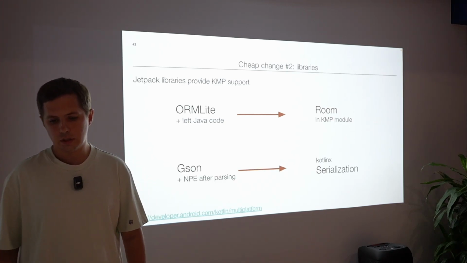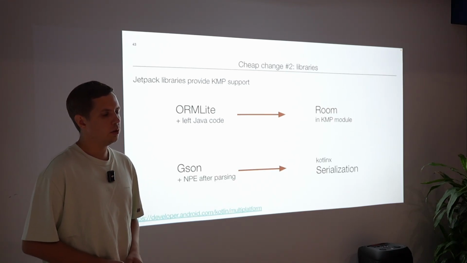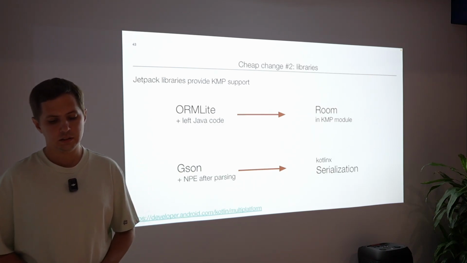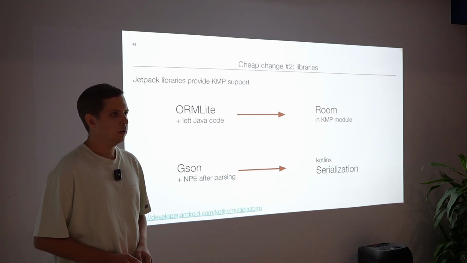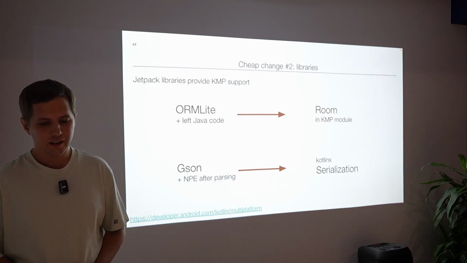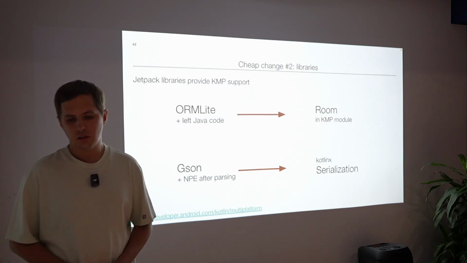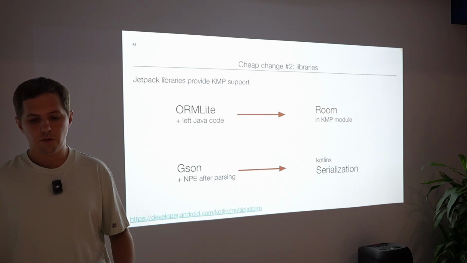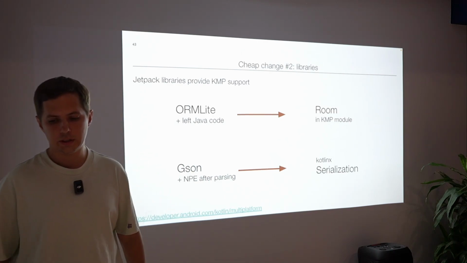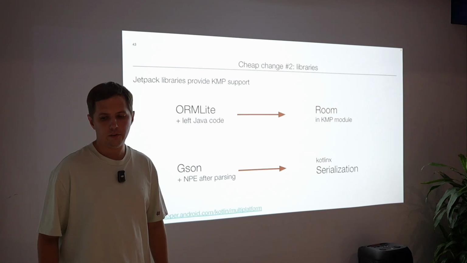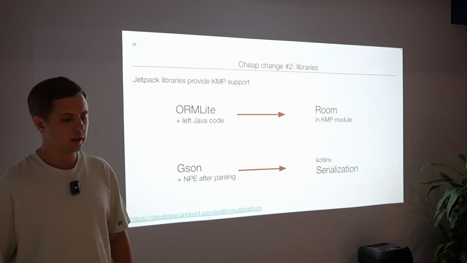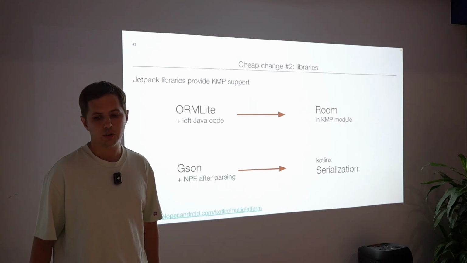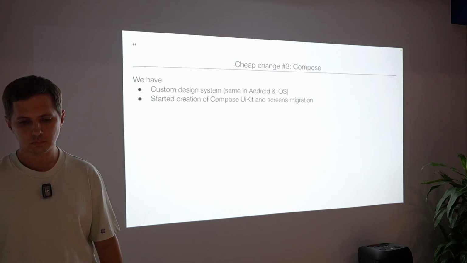Another example is Gson, a library for parsing JSONs. It is also Java-based and uses Java reflection, and that's why it doesn't know anything about nullability of Kotlin. So we had surprises after parsing, when Gson could parse null values into non-nullable fields and blow up somewhere in runtime in the business logic with null pointer exceptions. That was the main reason why we changed it to Kotlin serialization, but as an additional benefit, serialization obviously supports Kotlin multiplatform as well.